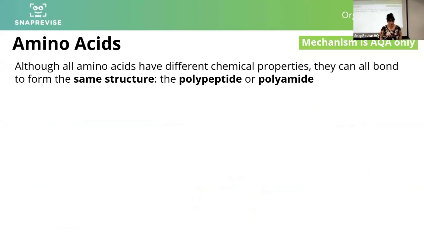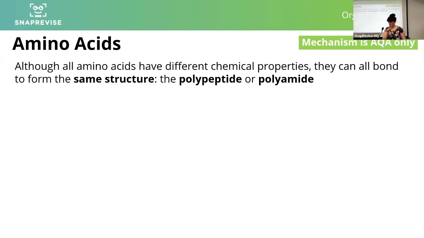So, although all amino acids have different chemical properties because of that R group, they can all bond to form the same structure, polypeptides, also known as polyamides. They are also known as polyamides.